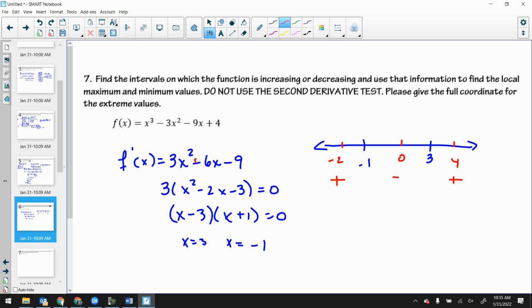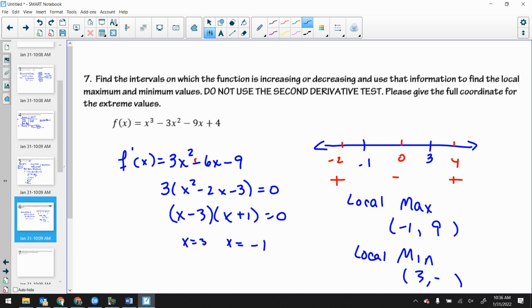So that means it's increasing, decreasing, increasing. Increasing to decreasing is a local max at negative 1 comma something, and then decreasing to increasing is a local min at 3 comma something. Now, to find the y values, I go back into the original. So that would be negative 1 comma 9, and then 3 comma negative 23.